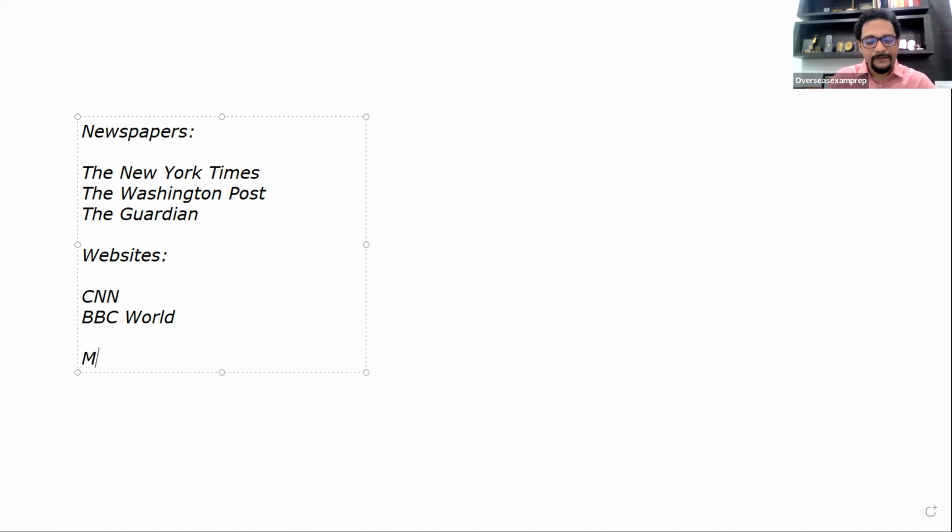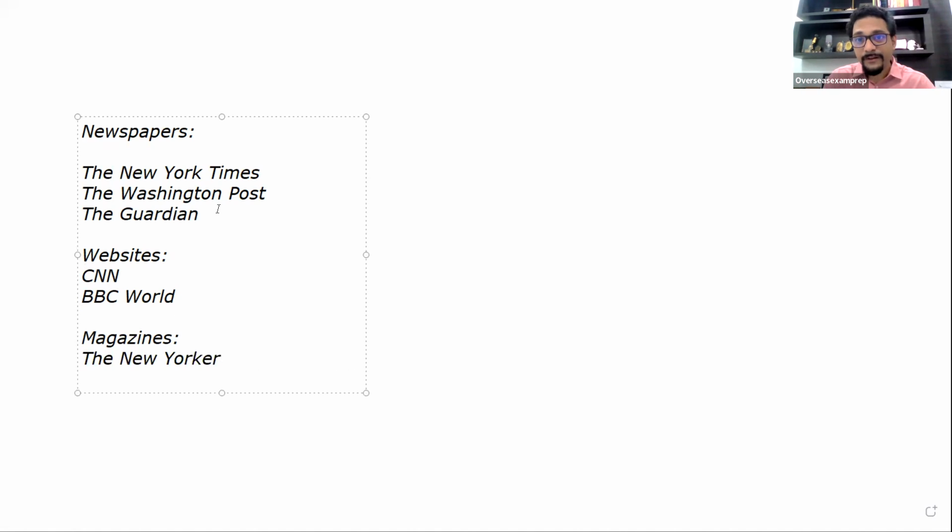And then there are some very good magazines that you can read as well, right? So there are some good magazines that you can go for. This one is obviously a very good recommendation for the TOEFL, the New Yorker. I don't know how many of you have heard about it. One of the best magazines to read for the TOEFL preparation would be this one.